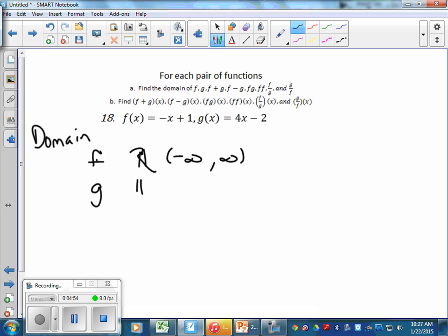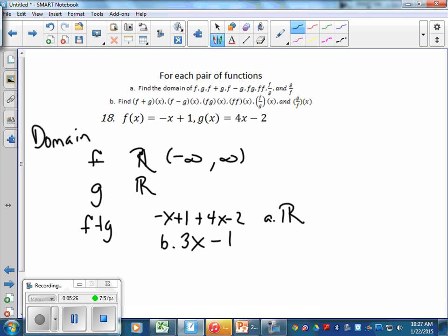So the domain is, again, all real numbers. For f plus g, if I were to add negative x plus 1 and 4x minus 2, it's still just going to be linear, so it's still going to be all real numbers. If I go ahead and do this, I'll have the answer to part B. So f plus g would be negative x plus 1 plus 4x minus 2, which would be 3x. Negative x plus 4x makes 3x, and plus 1 minus 2 would be minus 1. 3x minus 1 would be my answer to part B, and all real numbers would be my answer to part A for the domain. All right, f minus g.